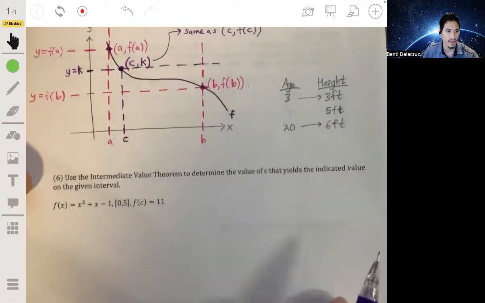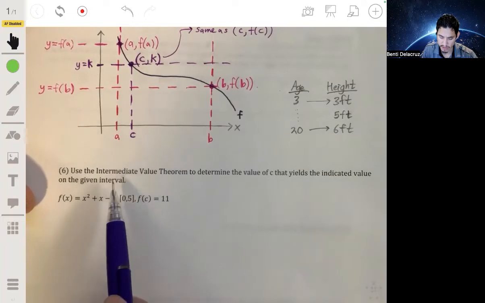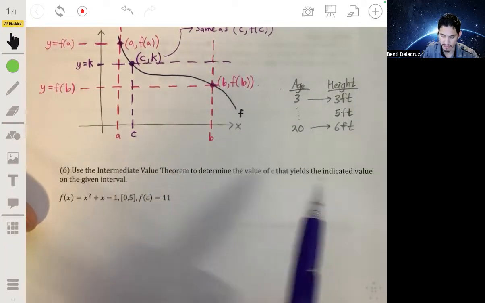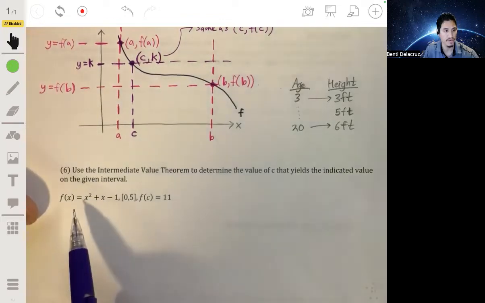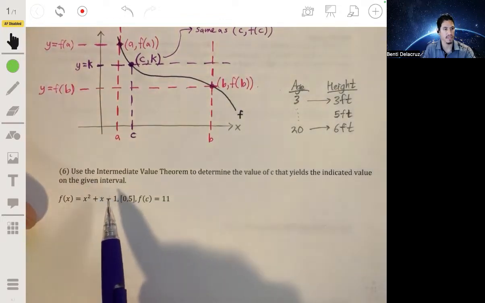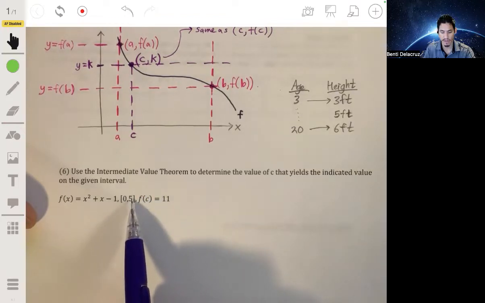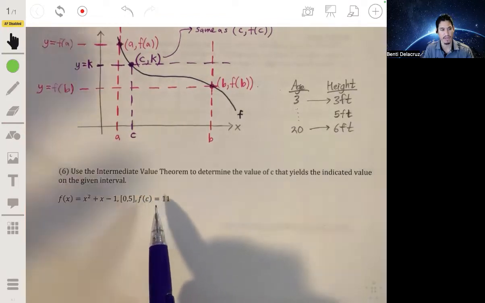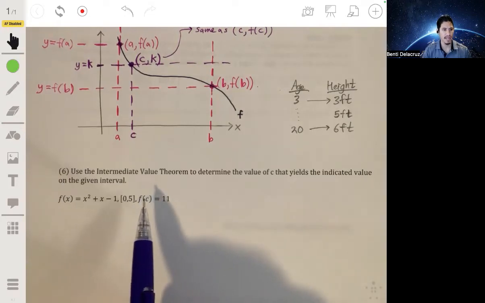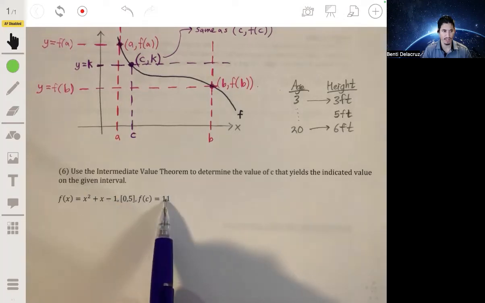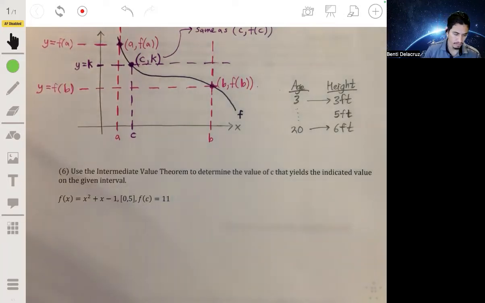So for our practice problem, it says we're going to use the intermediate value theorem to determine the value of c that yields the indicated value on the given interval. So our function is f of x equals x squared plus x minus 1, and we're dealing with the interval 0 to 5, and f of c equals 11. So essentially, we want to find a c value between 0 and 5, where if you plugged that c value into this equation, you're going to get 11 for the y value.